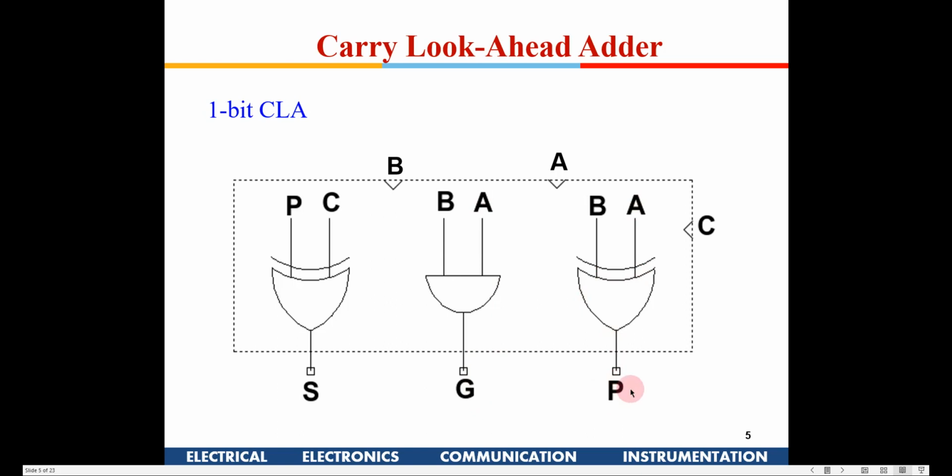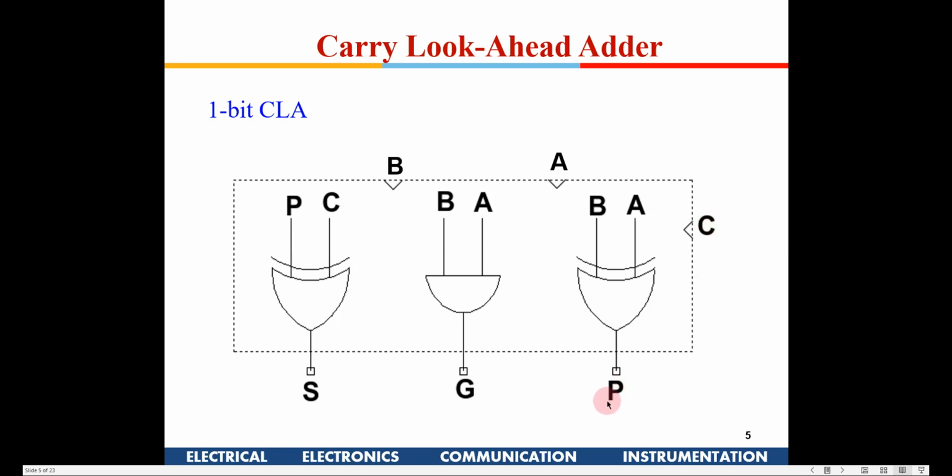Whereas propagate means, okay, if of A and B only one of them is 1, right? XOR will give an output only when one of them is 1. So if only one of them is 1, that means you propagate the carry. Propagate the carry means in case carry is 1, okay, then the carry has to be generated. That means once you generate the propagate, then you will have to check what is C, right?